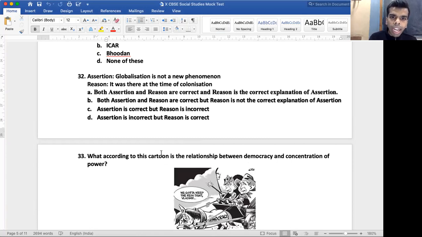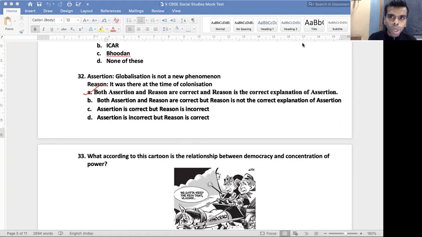It was there at the time of colonization. The answer is option A. Globalization is not a new phenomenon. That's true. It was there at the time of colonization. Even that is true. So both A and R are true, and R is the correct explanation of A. So hence, the correct answer over here is option number A.